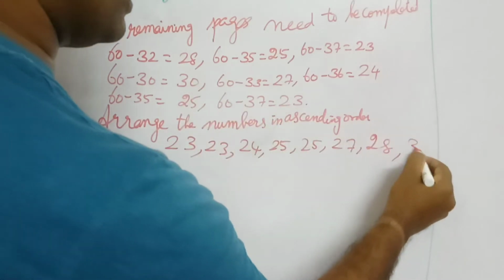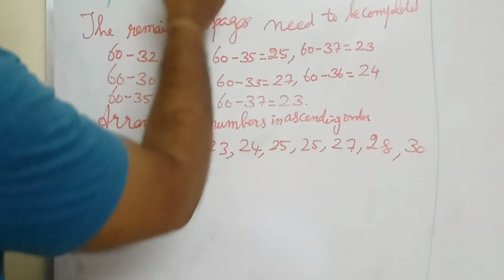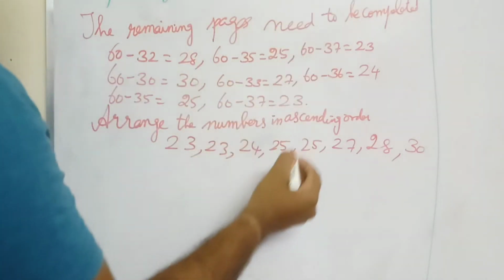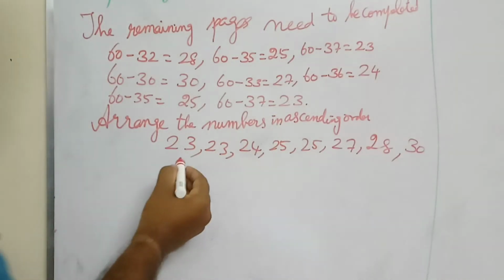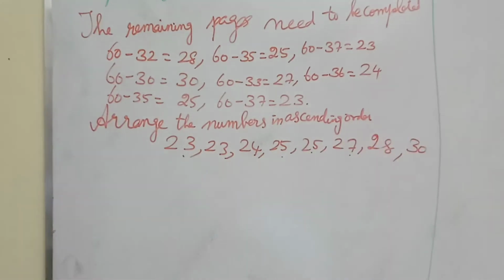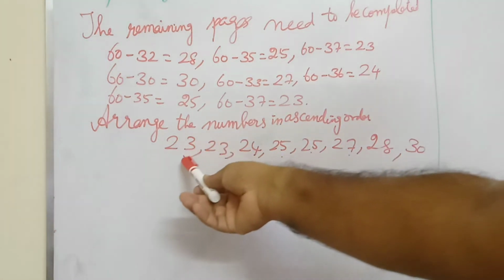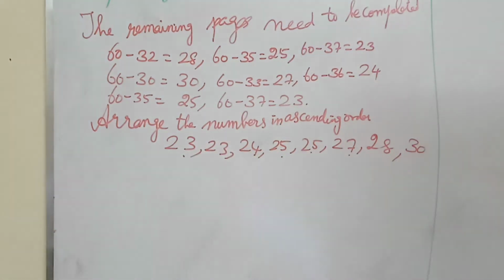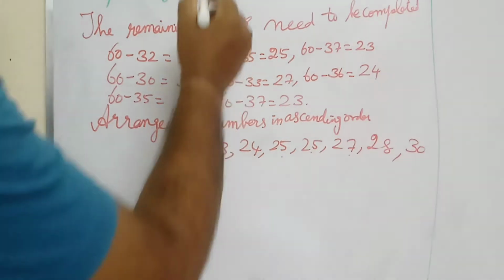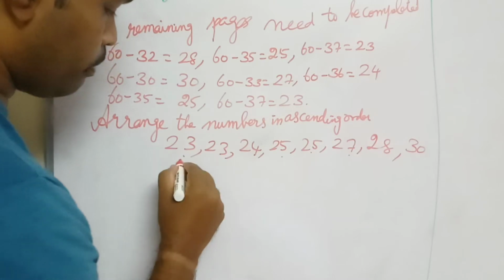Next is 30. So how many students here totally? 8 students. So 8 students means 1, 2, 3, 4, 5, 6, 7, 8. So totally 8 students are there. So we need to cross verify finally that whether 8 students are there or not. So now we need to find the standard deviation. So we need to use direct method.